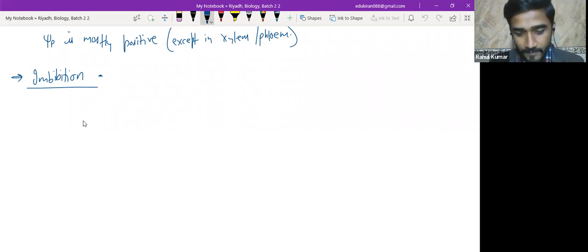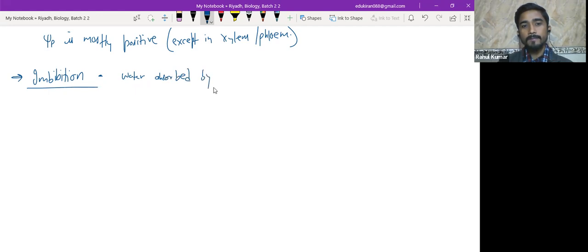So write down, imbibition is a special case of diffusion of water when it is absorbed by solids or colloids.